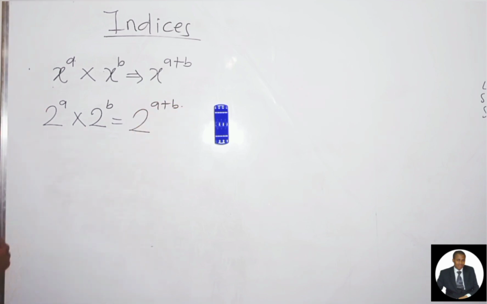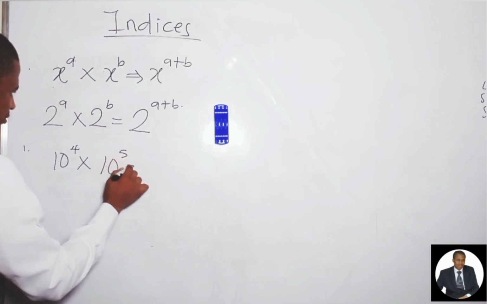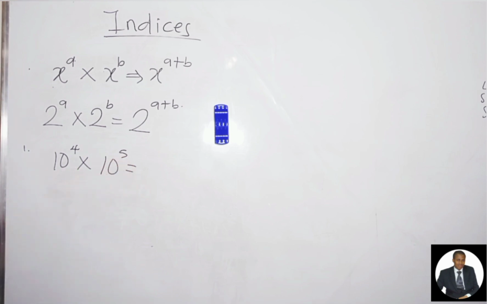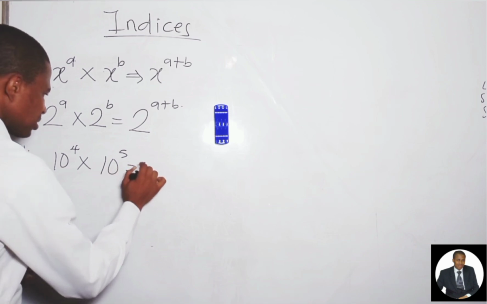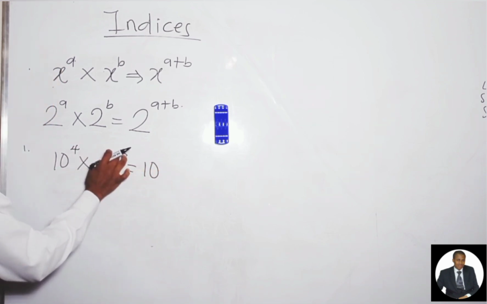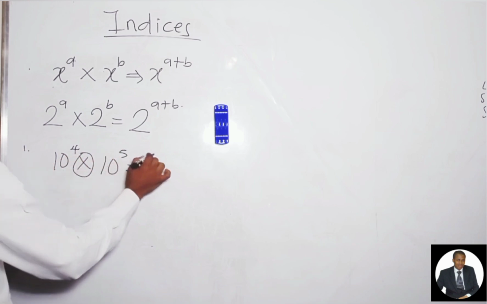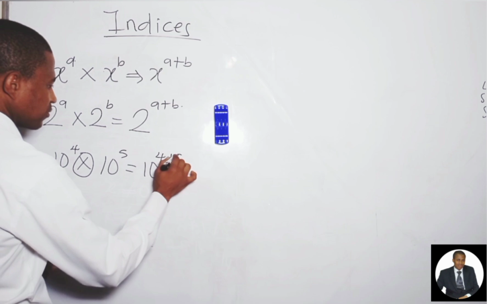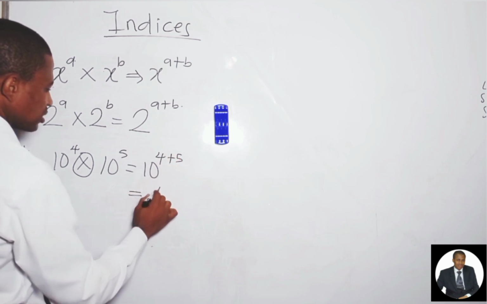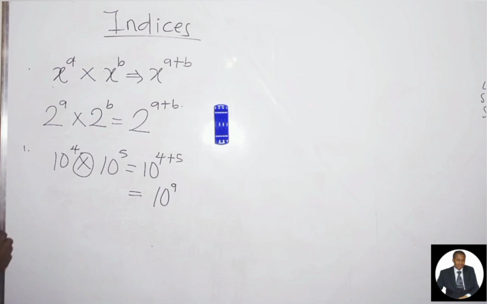Let's give an example. Number 1, 10 raised to the power of 4 times 10 raised to the power of 5. They have the same base, the same integer. We'll pick one of the base, 10, and then we add the exponents. If the relationship is a multiplication sign, 4 plus 5, what does that give us? 10 raised to the power of 9. How do we check if this is right?